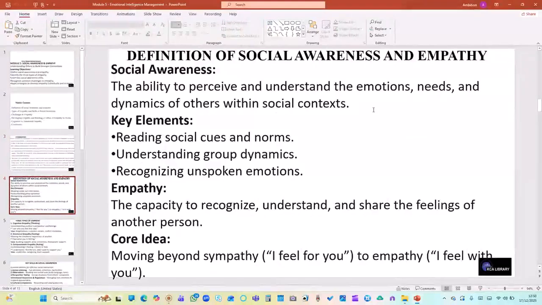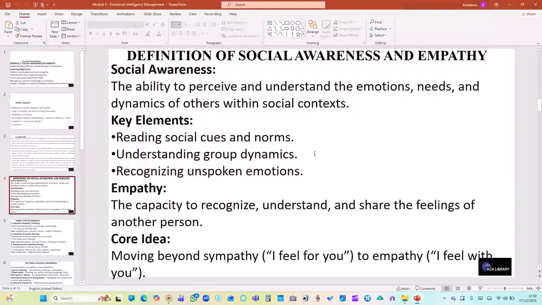Let us define social awareness and empathy. Social awareness is the ability to perceive and understand the emotions, needs, and dynamics of others within a social context. It simply means that the ability to understand emotion in someone else other than yourself is what we term social awareness. The key elements there are reading social cues and norms, understanding group dynamics, and recognizing unspoken emotions in others. Then empathy, on the other hand, is the capacity to recognize, understand, and share the feelings of another person.